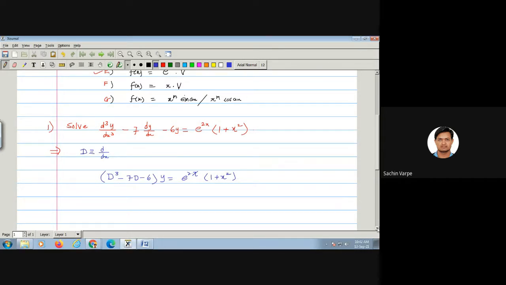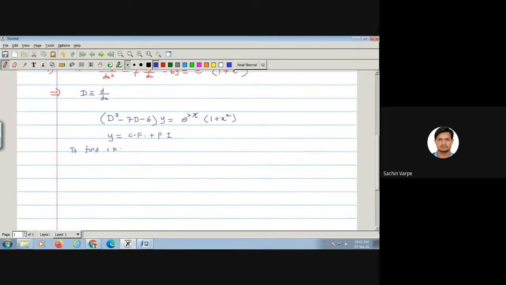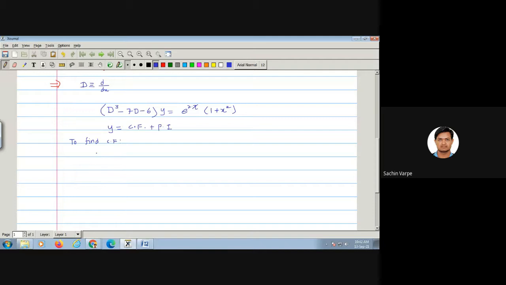So what is its solution? Its complete solution is the combination of complementary function and particular integral, right? To find the CF, what do we do? We consider the homogeneous differential equation, D cube minus 7D minus 6 times y equals 0. The right hand side we have to consider to be 0 to find the complementary function.